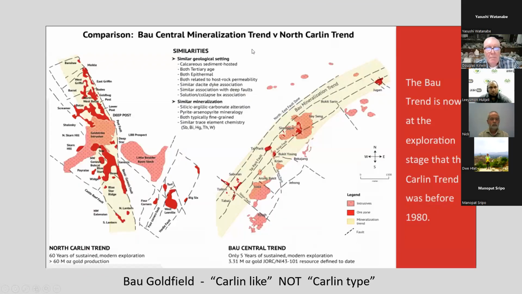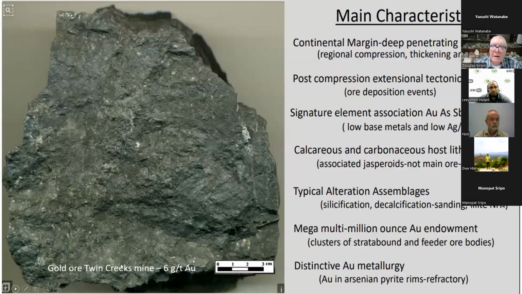There's been a number of papers and publications making direct comparisons between some of the Southeast Asian sediment-hosted gold deposits and the North Carlin trends. I believe there's some really fundamental differences. Whilst there are certainly some similarities, there are definitely some fundamental differences. And if we look at the main characteristics, these are the main ones considered, the boxes that you would tick for the Carlin deposits in Nevada.